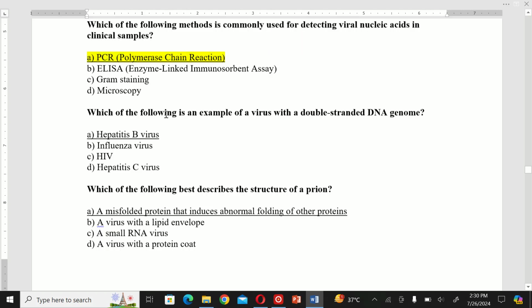The next MCQ is: which of the following is an example of a virus with a double-stranded DNA genome? A. Hepatitis B, B. Influenza virus, C. HIV, D. Hepatitis C virus. So the correct option is A.